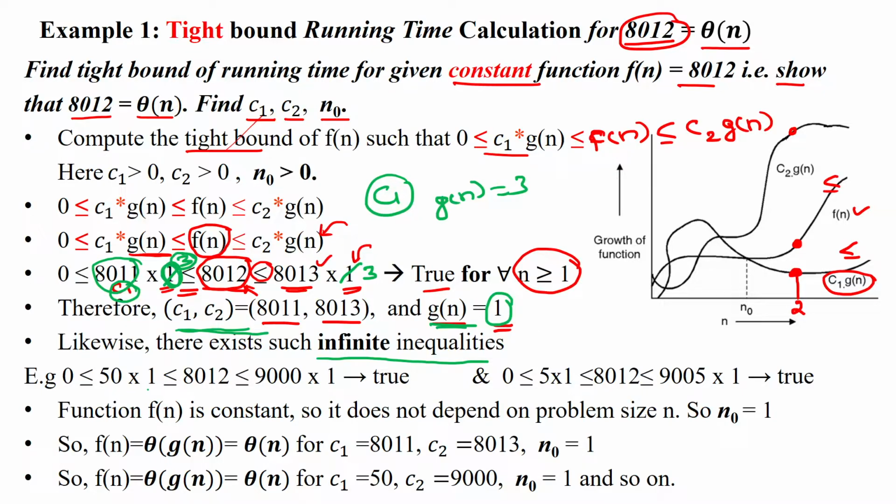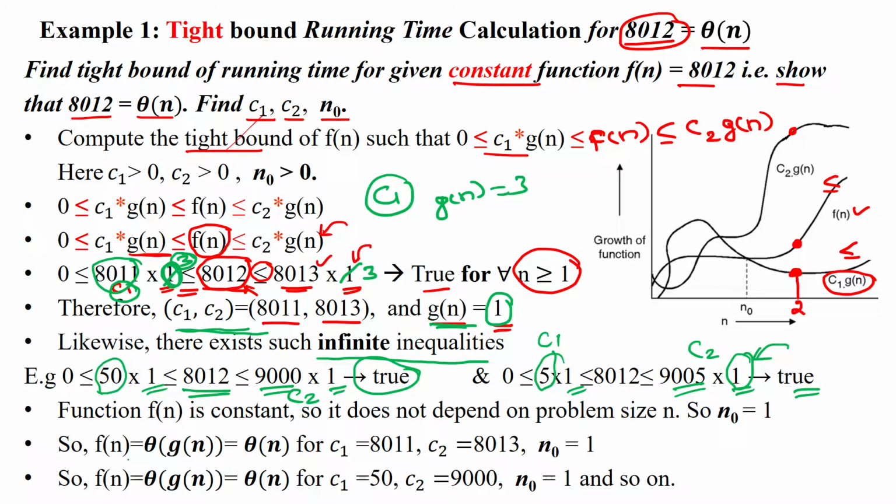So another example here: 8012 is the given f of n, then I am taking the smallest number as the constant for the given g of n, which is 1, and here I am taking 9000 as the C2 and g of n is 1. So this is also true based upon the tighter bound criteria. Here I am taking a very small number for C1 with g of n equal to 1, and 9005 is the C2 for the constant function 1. So this is also true. So based upon the given constant function, the C1 and C2 also vary.